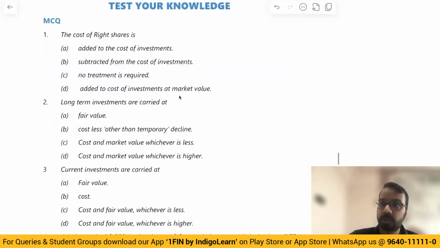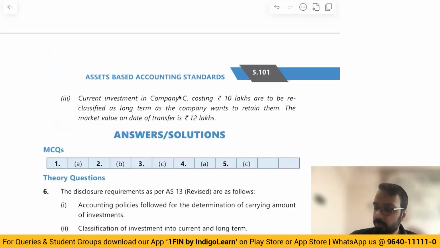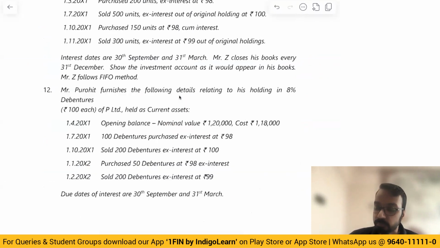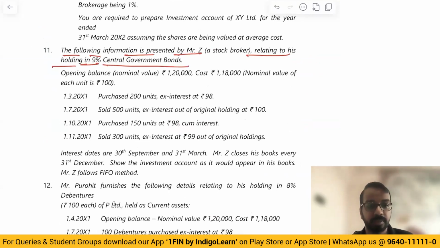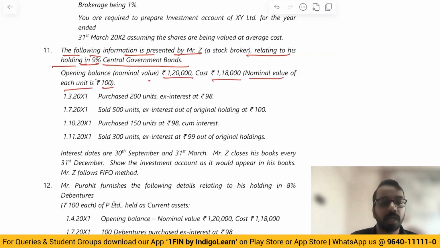Now, one question we'll do, which has both cum interest and ex interest. The following information is presented by Mr. Z relating to his holding in 9% central government bonds. Opening balance, nominal value 1,20,000, cost 118, nominal value of each unit is 100. So they have themselves given that nominal value of each unit is 100 and what is the cost? 120. So when you prepare in the nominal value column, you will write nominal value 120, cost 118.